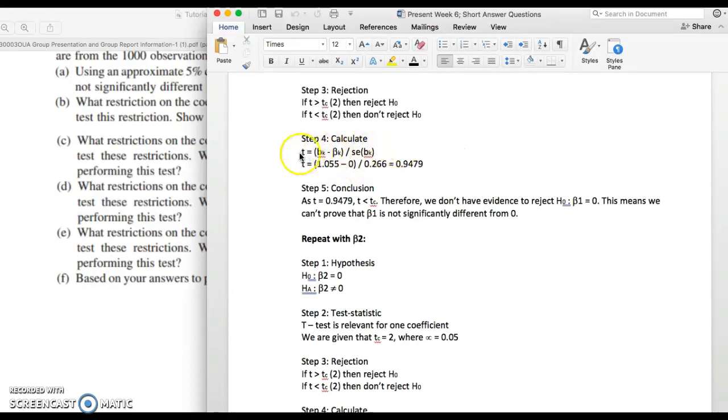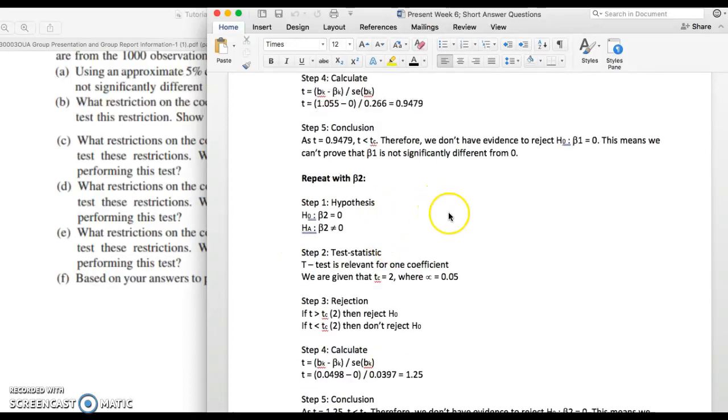We run through the calculations using this formula here, which is the standard t-test formula. So we run through that and we get a value of 0.9479. The conclusion being as the t-value is less than the t-critical 2, we aren't able to reject the null hypothesis that beta 1 equals 0. So this means we can't prove that beta 1 is significantly different from 0.